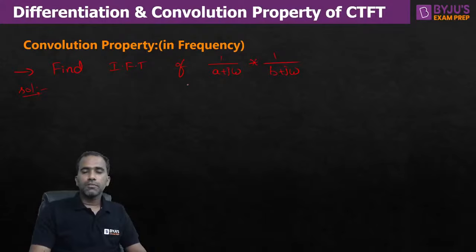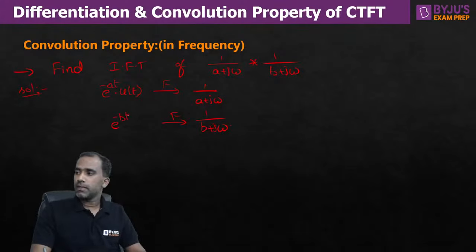Right. So to find the inverse Fourier transform, first you should know the inverse Fourier transform of the individual signals. Then only you can apply the property. So 1 by a plus j omega has an inverse Fourier transform of e power minus at into u of t, and 1 by b plus j omega has an inverse Fourier transform of e power minus bt into u of t. Right? Now they're asking us to convolve the signals in the frequency domain. If you do convolution in the frequency domain, what happens in the time domain? There should be a product in the time domain.